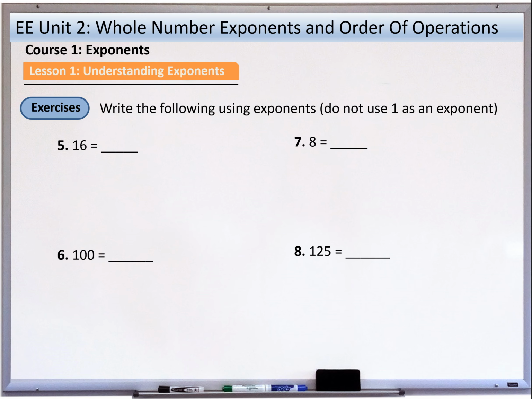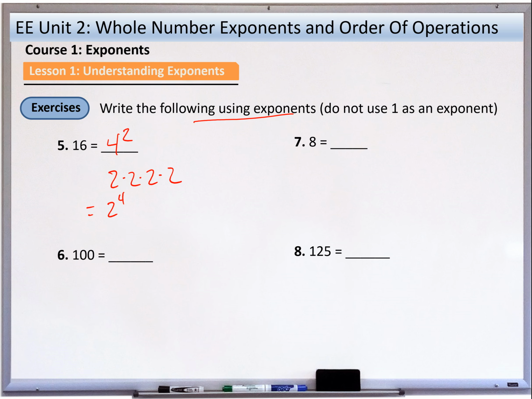Now maybe you don't understand the question, so I'll do the first one. 16 is the same thing as what? We could say 4 to the power of 2. Or we could say 2 times 2 times 2 is 4, times 2 is 8, times 2 is 16, 2 to the power of 4. Okay. All right.